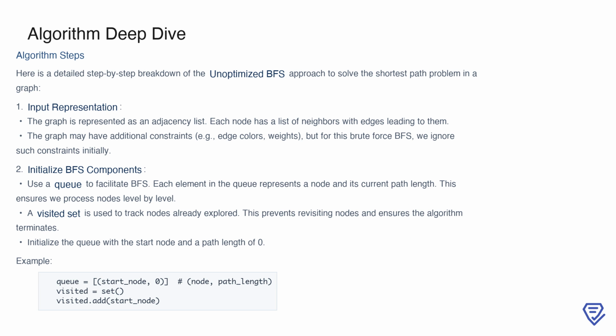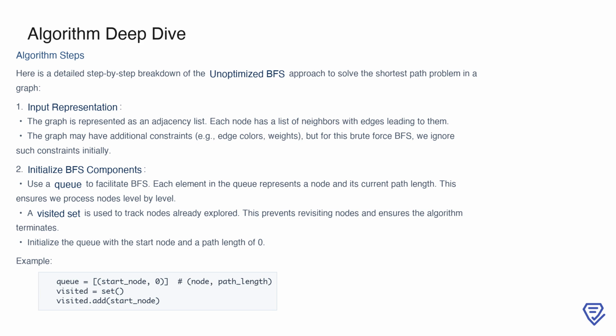To solve the shortest path problem using an unoptimized BFS approach, we begin by representing the graph as an adjacency list. This allows us to efficiently store each node and its corresponding neighbors. While the graph may include additional constraints, such as edge colors or weights, we initially disregard these for simplicity in this brute force implementation. Next, we need to set up the necessary components for our BFS.